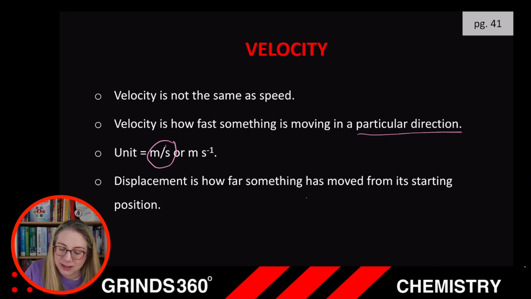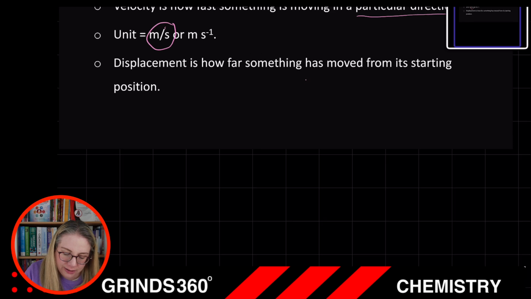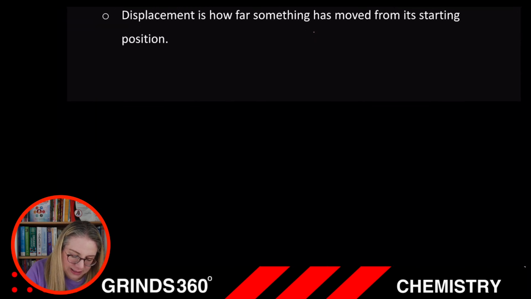Displacement down at the bottom is how far something has moved from its starting position. And I have an example in a second that shows you the difference between distance and displacement. So if I draw this diagram down here at the bottom, so say for example, we are starting here. We'll call this A. Now, A is the starting position.